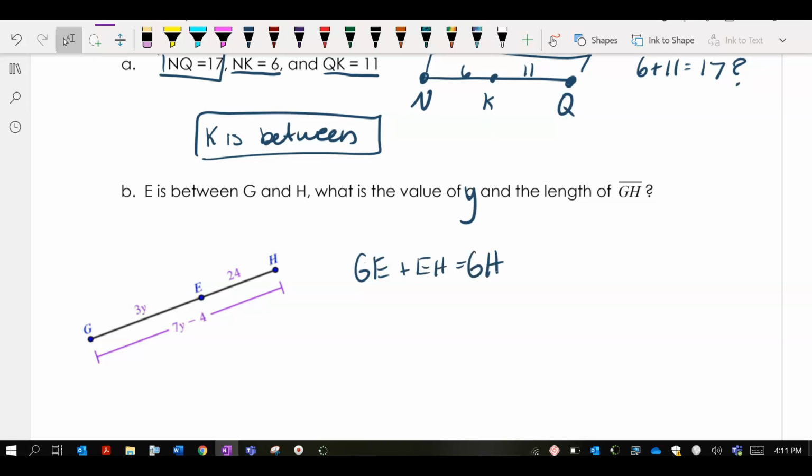I'm going to go ahead and plug in what I know. So we know GE is 3y. We know EH is 24. And set that equal to 7y minus 4. From here, I'm going to go ahead and solve.